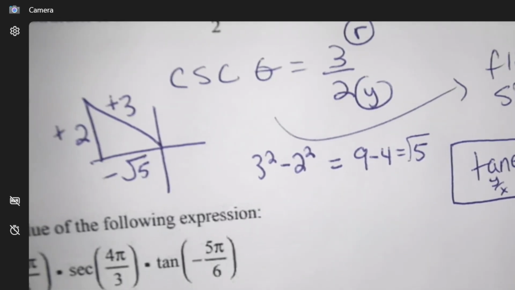Okay, please also remember what the ASTC thing is all about. If it is in quadrant 2, your tan value should end up how? Negative in quadrant 2, right?